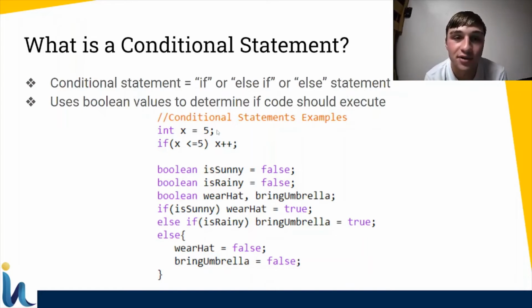So in this example, x is equal to 5. This if statement is saying if x is less than or equal to 5, which it is because 5 is less than or equal to 5, then you're going to increment x. So now x is a value of 6.